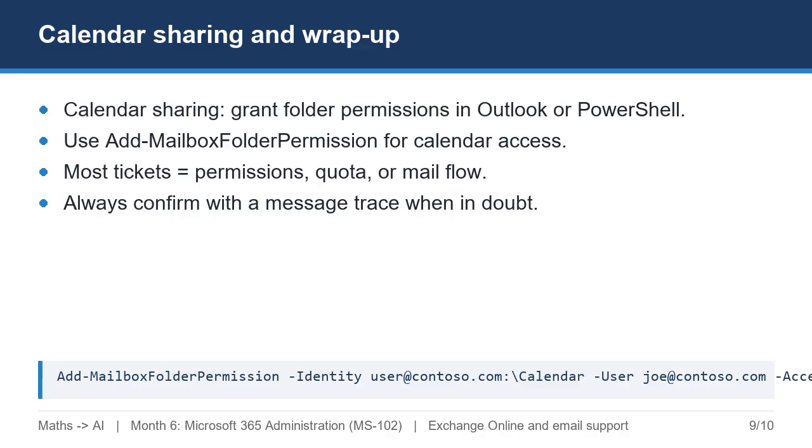One more frequent request is calendar sharing. You grant access to someone's calendar folder, in Outlook or with Add-MailboxFolderPermission, choosing a level like Reviewer for read-only. Step back and you'll notice nearly every email ticket comes down to 3 things: permissions, quota, or mail flow. And when you're unsure what happened to a message, a trace gives you the truth.